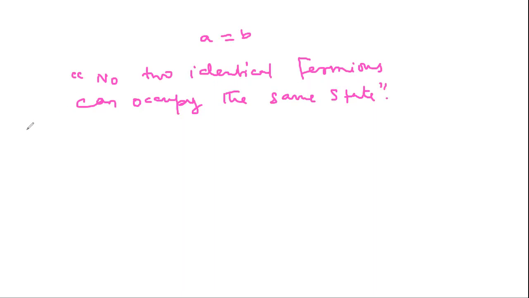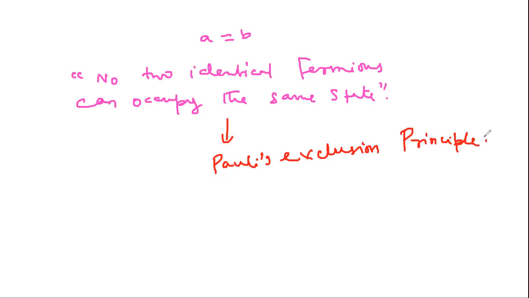Now this statement has a name. It is called Pauli's exclusion principle. The fermions obey the Pauli's exclusion principle, right? Bosons have no such restriction. We say bosons are friendly particles and fermions are unfriendly. So bosons enjoy multiple occupancy of states, but in the fermion case, all the states are either unoccupied or singly occupied.